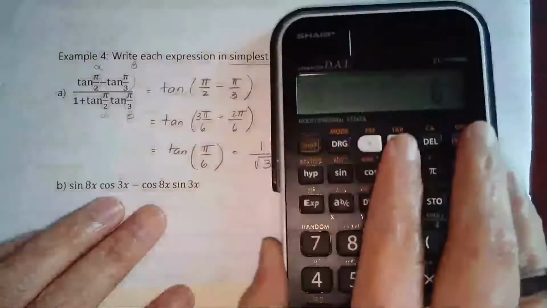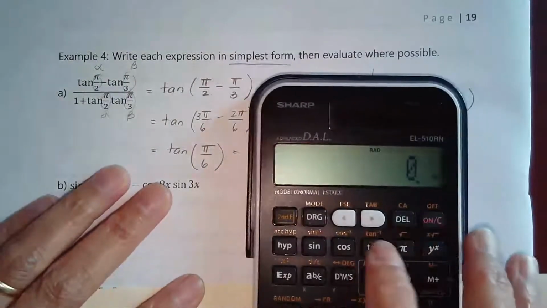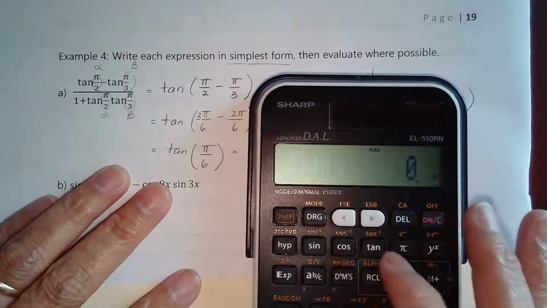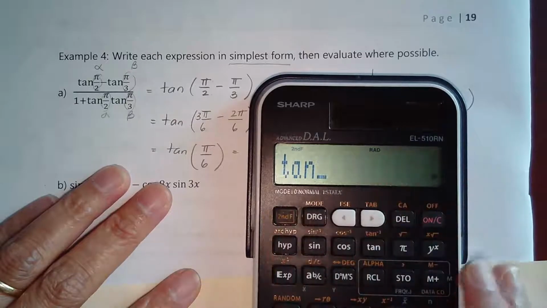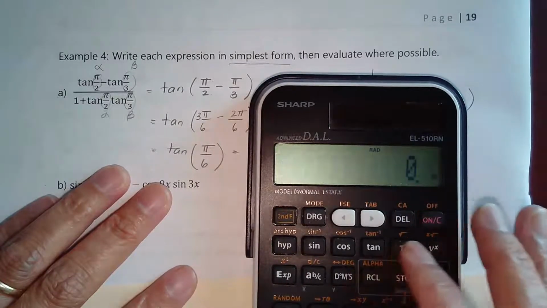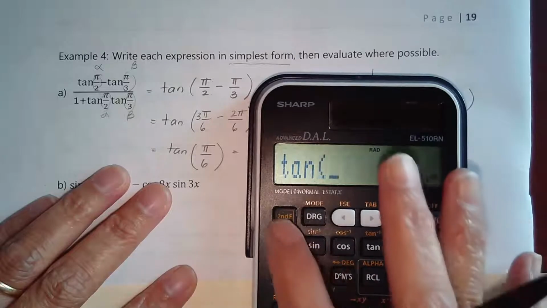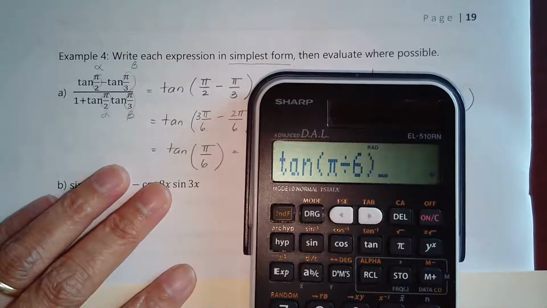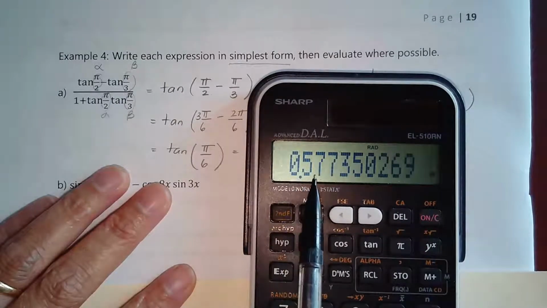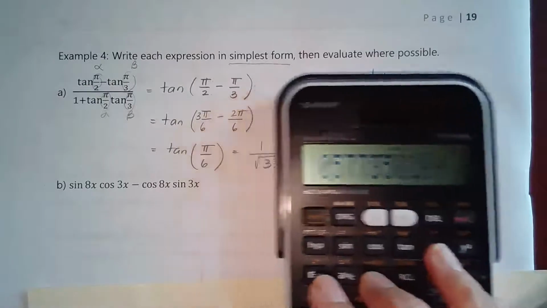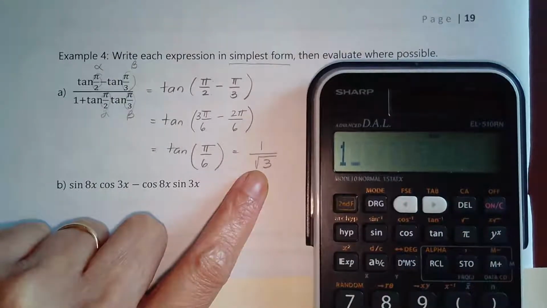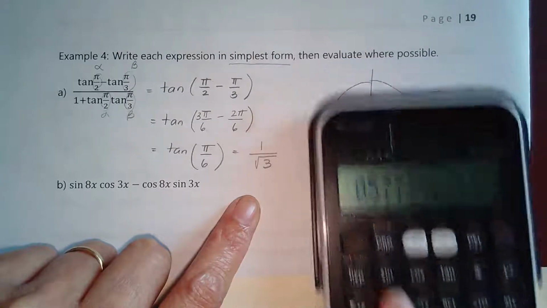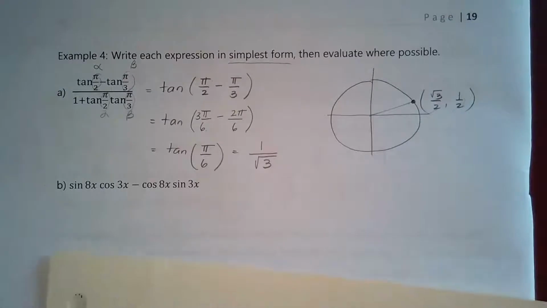So what I can see, okay, let's see here. Tan of pi by 6 is going to get 0.577. And if I go here, 1 divided by root 3 is 0.577. So there we go.